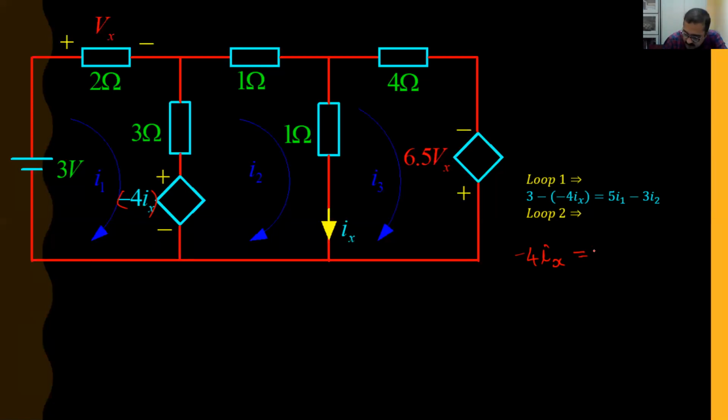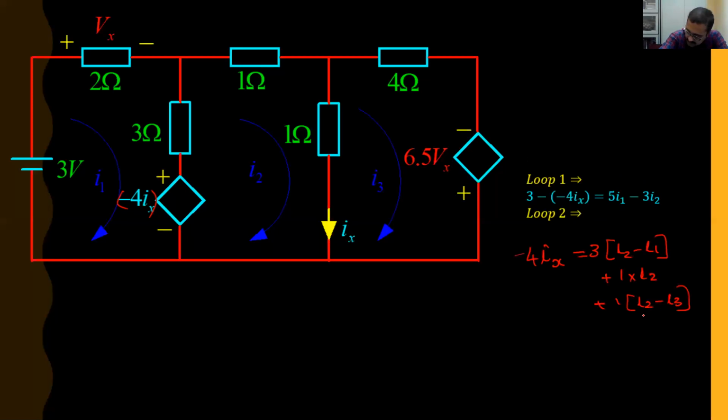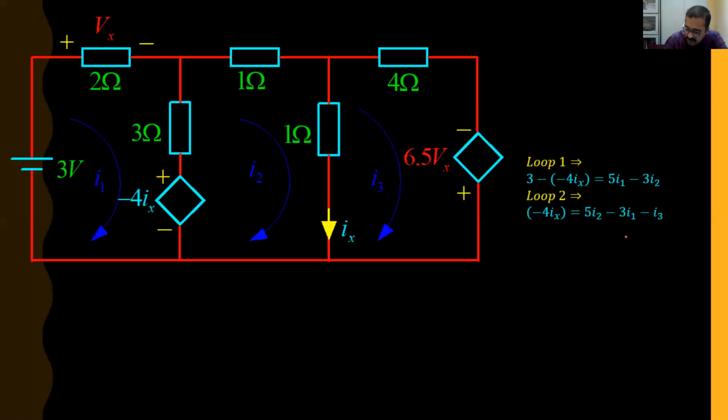The drop. So 3 into I2 minus I1, plus 1 into I2, plus 1 into I2 minus I3. Got it? That is how you are getting this equation. Or in one shot, you can write minus 4Ix equal to 5I2 minus 3I1 minus I3. 3I2, 4I2, 5I2. That's what you are getting here.